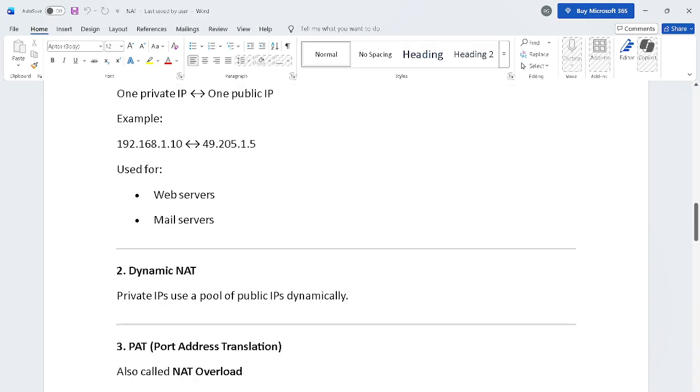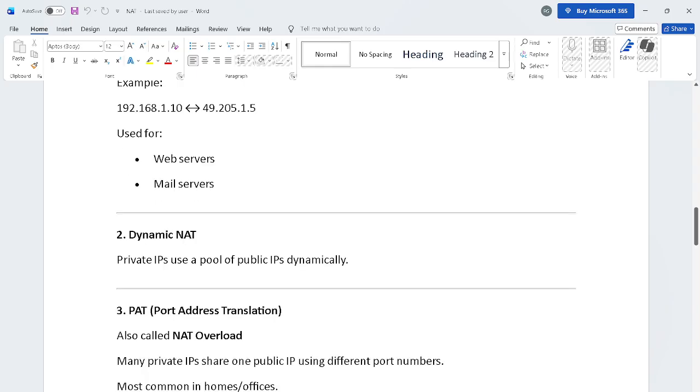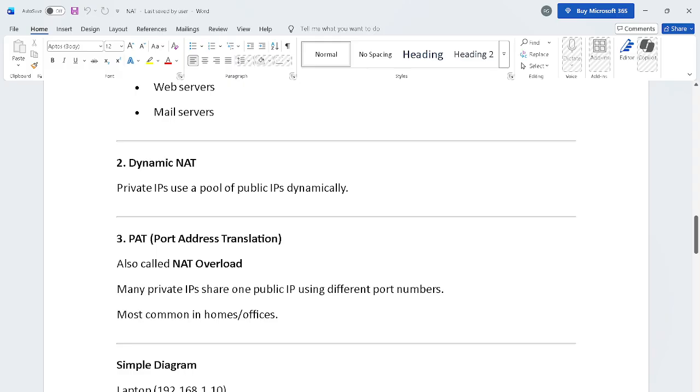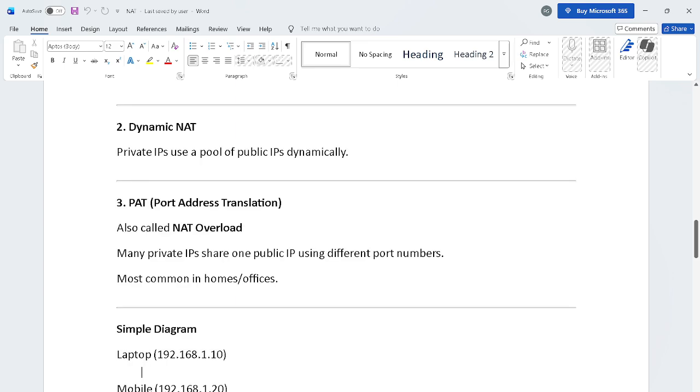Dynamic NAT: private IPs use a pool of public IPs dynamically. Then port address translation, also called NAT overload: many private IPs share one public IP using different port numbers. It is most common in home offices. So now we are using this setup. All private IPs connect to one public IP, but the port numbers will be different.